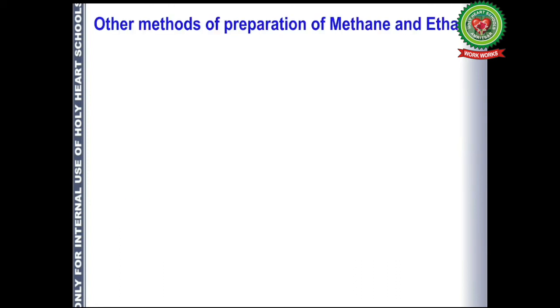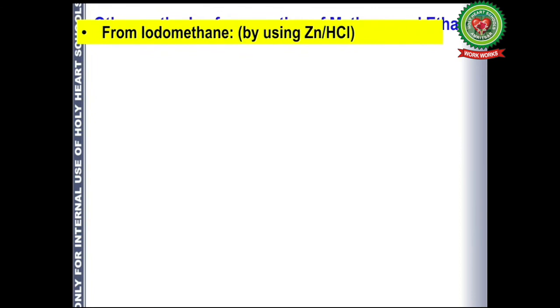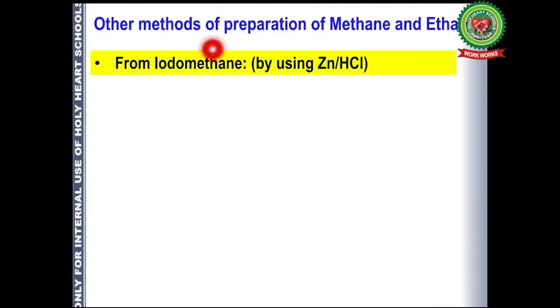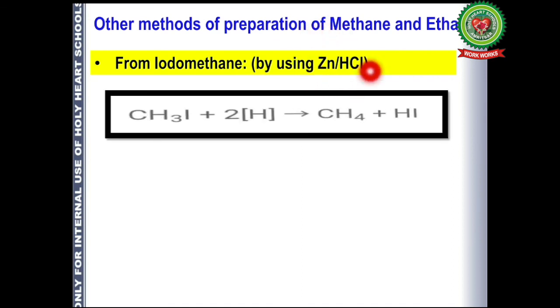We should also know other methods of preparation of methane and ethane. The first one is from iodomethane. Iodomethane means meth means one carbon, ane means all singly bonded, and one of the valencies of the carbon is satisfied with the help of iodine. In this, we also use zinc and HCl because when we react zinc with HCl, it produces nascent hydrogen. The nascent hydrogen will react with the methyl group to form methane, and one nascent hydrogen will react with iodine in iodomethane and form hydrogen iodide.